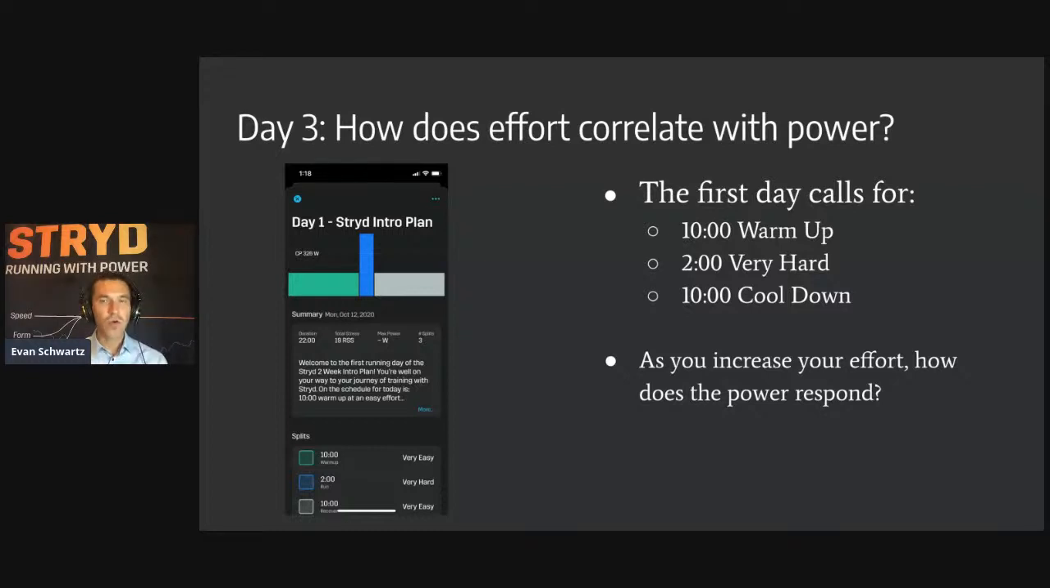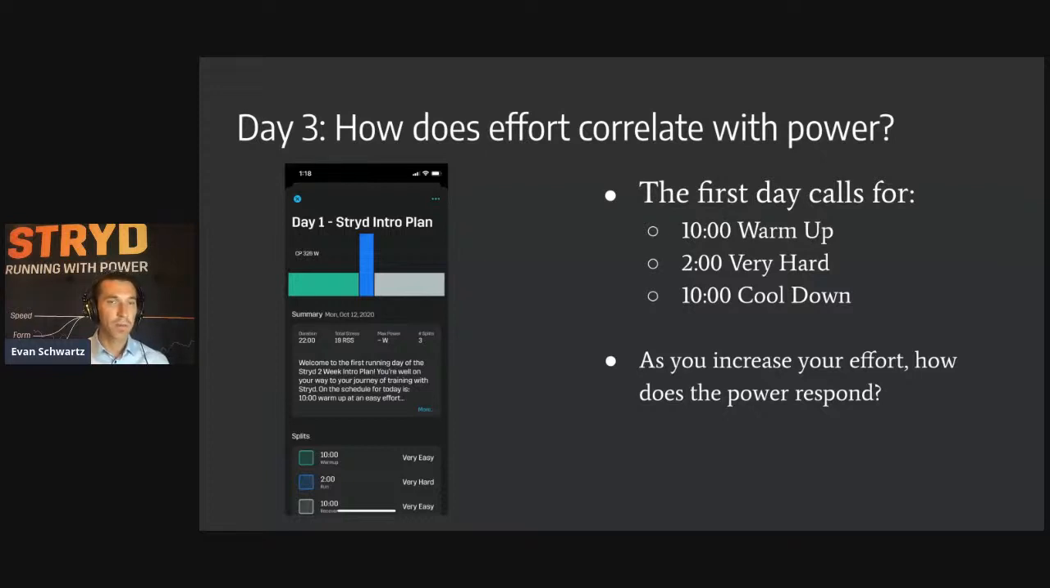So how does effort correlate with power? The Stryd intro plan is unique because it asks you to perform different outputs, different efforts, show your ability at different durations and distances during the plan. You'll start off with some shorter, harder efforts. You'll mix those with some longer sustained efforts. And at the end, you'll do a time trial.